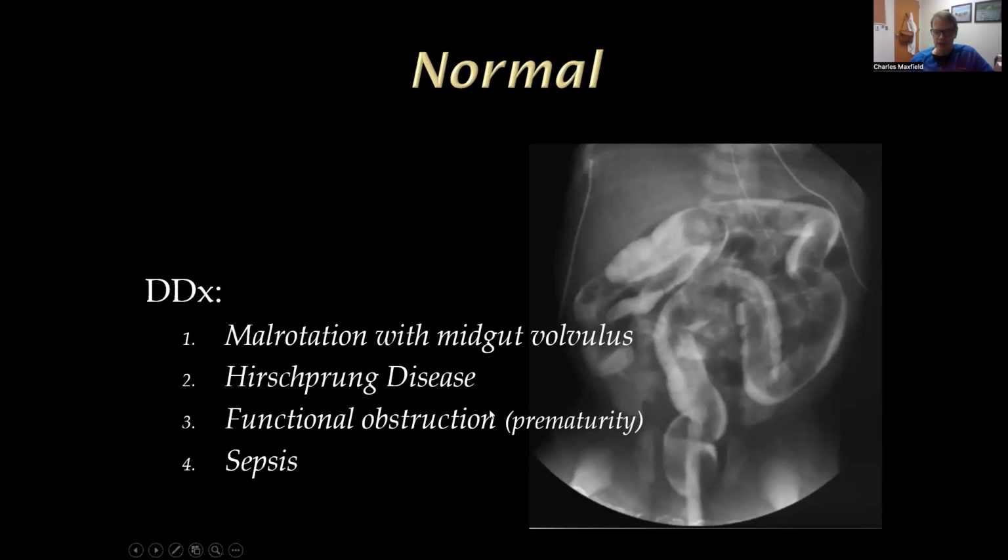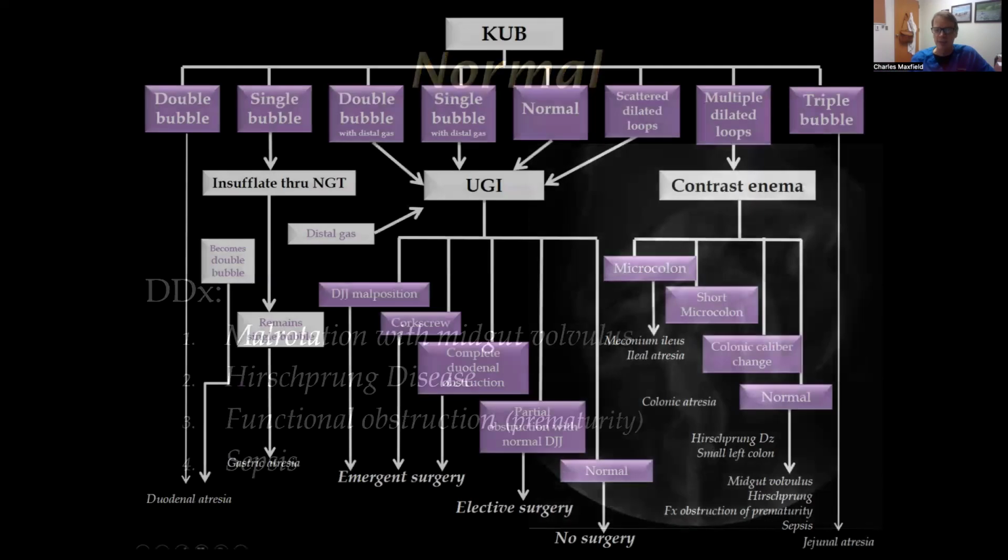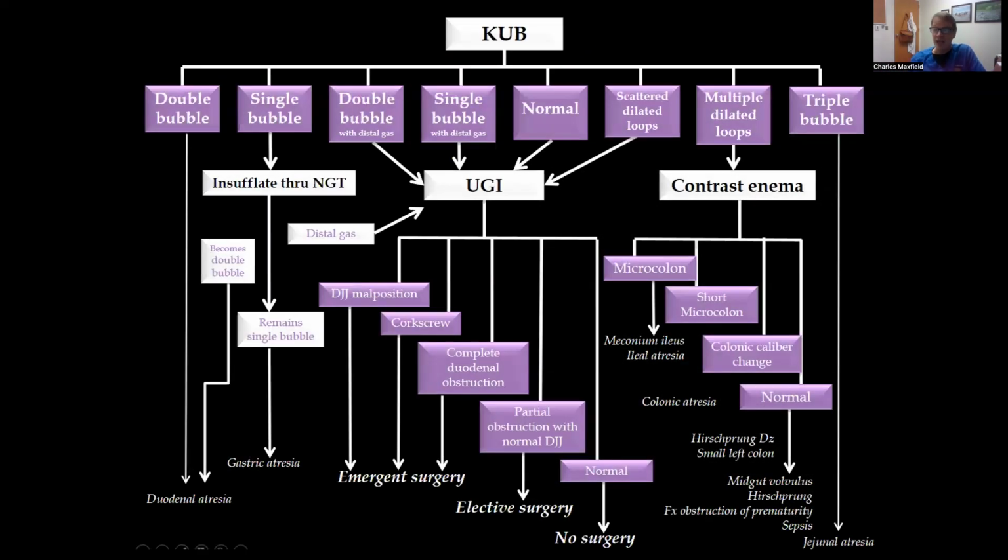We can also see this pattern in really premature babies, like 23 and 24 weekers that we are now seeing at our hospital. And it may just be sepsis, but before I just attribute it to sepsis, I want to make sure I've ruled out midgut volvulus with an upper GI series, and I've ruled out Hirschsprung disease with a rectal biopsy. Okay, so that's it.